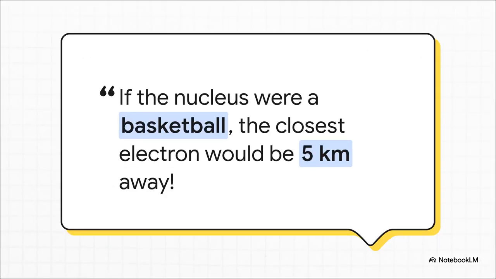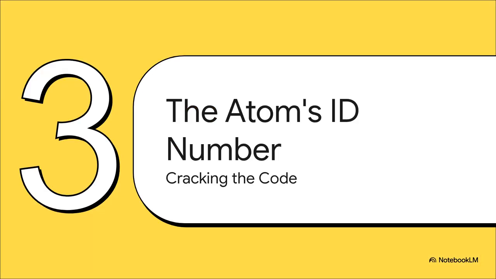And to really get your head around the scale of an atom, just imagine this for a second. If you could blow up the nucleus to the size of a basketball, the closest electron would be orbiting it about 5 kilometers, or 3 miles away. That's just wild. It means an atom is almost completely empty space. Okay, so we know who the players are. Now let's see how we use them to give every single atom a unique ID number. And trust me, it's way simpler than it sounds.